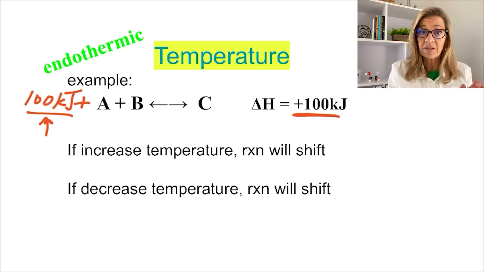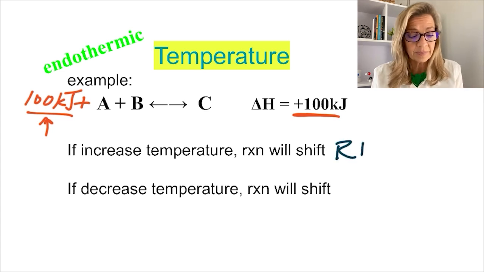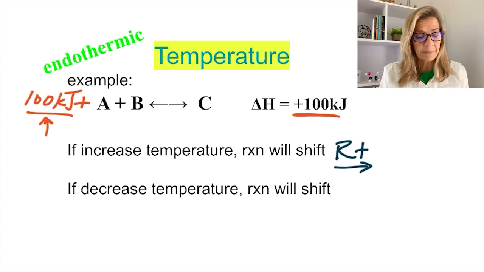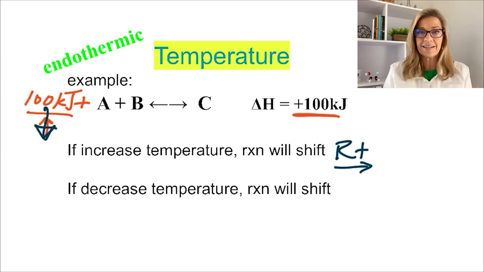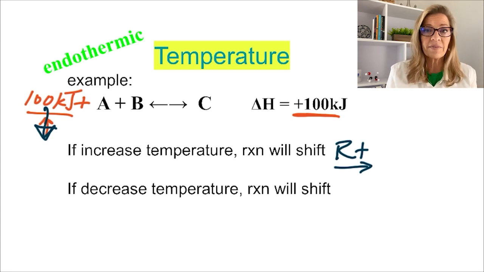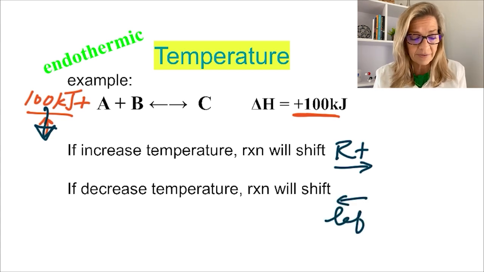What's going to happen? I've got too much heat. I've got to react it away. So it's going to shift to the right. It's going to go that way. Similarly, if we decrease the temperature, it's like removing some of one of my reactants. Well, the system's going to respond to make more of it. So it's going to shift back to the left.